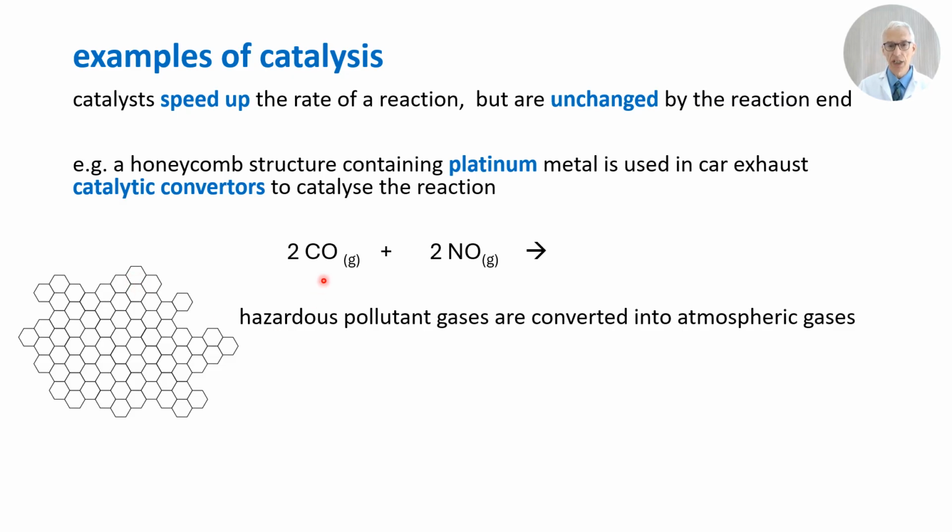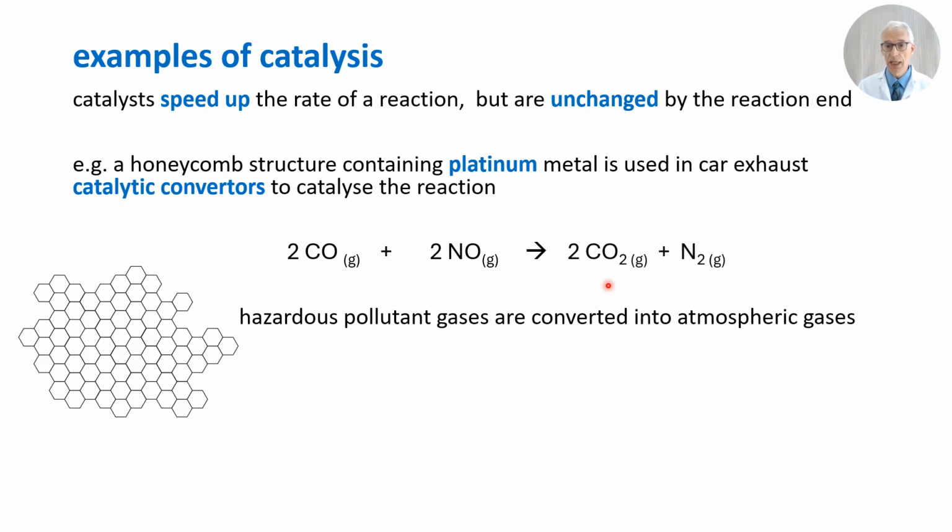Now, the reaction in question takes hazardous pollutant gases from the combustion of fossil fuels in the car engine. That's carbon monoxide and nitrogen 2 oxide, and converts them into atmospheric gases. Can you either work out or recall the products of that catalyzed reaction? Pause the lesson, complete the equation, come back to check and correct when you are ready.